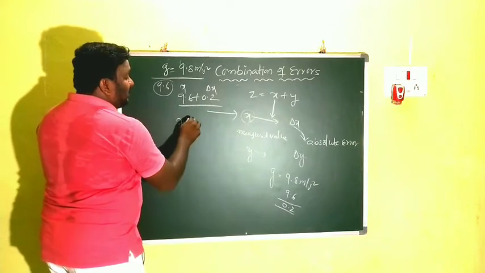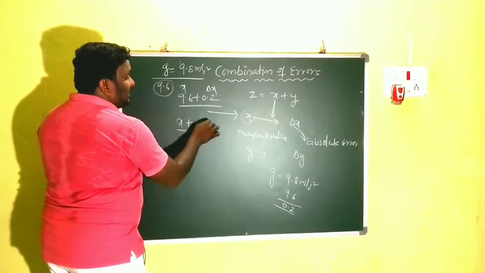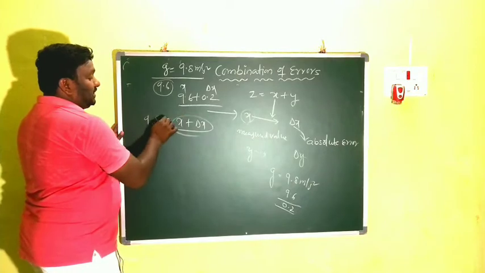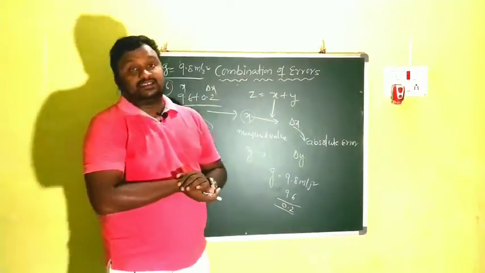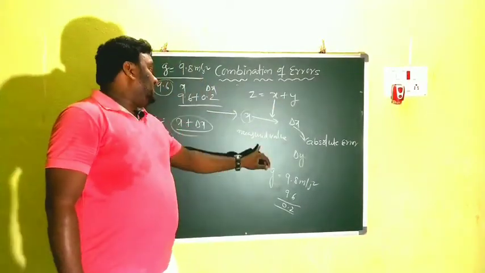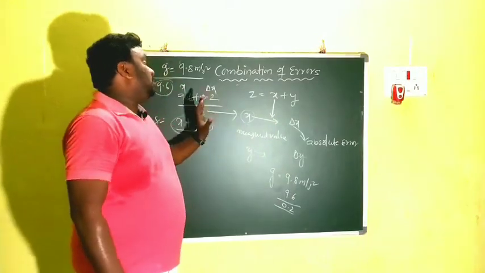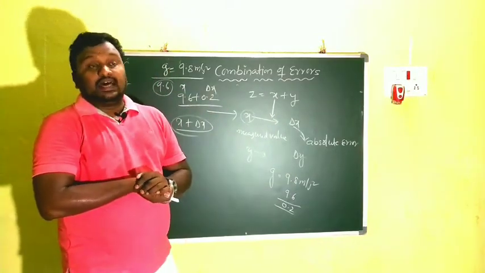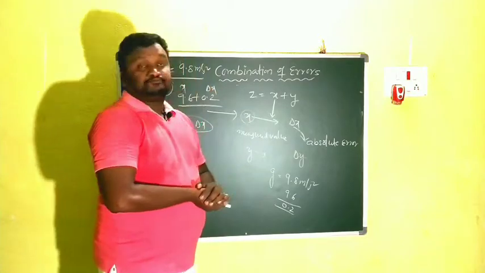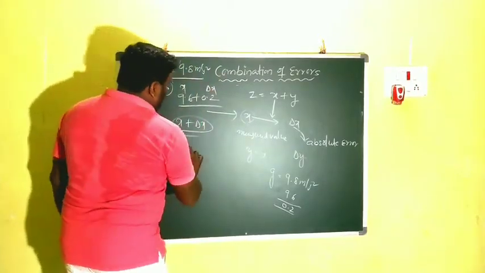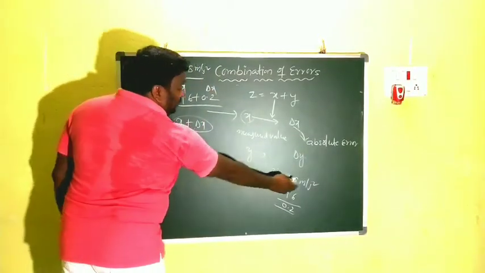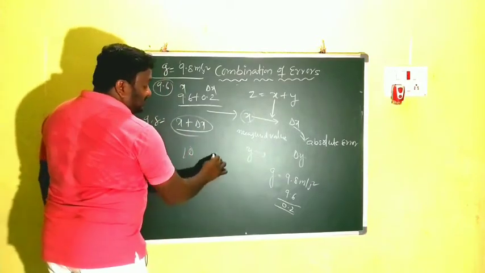That means what you have to do here? X plus delta x. Now it is the correct value 9.8. So x is 9.6 and delta x is 0.2. Clear? And next thing is delta y. Here we got some value 10. For 9.8 what you got? 10. Then what is the difference here?